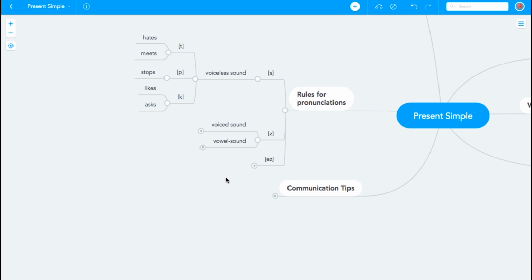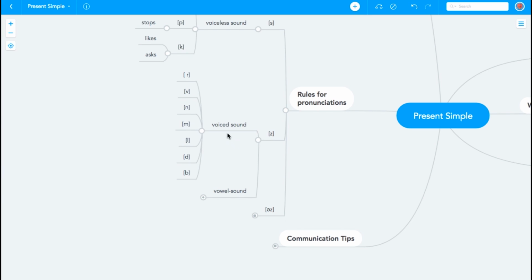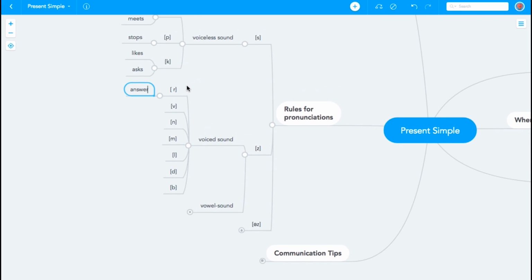Here we have two different types of sounds: voice and vowel sound. Now, the different voice sounds are v, b. All right, guys. Now, some examples. Answer. That's the last sound. So answer for he, she, and it will be answers. Z, z. That's the pronunciation. Answers, not answers. Now here we go.